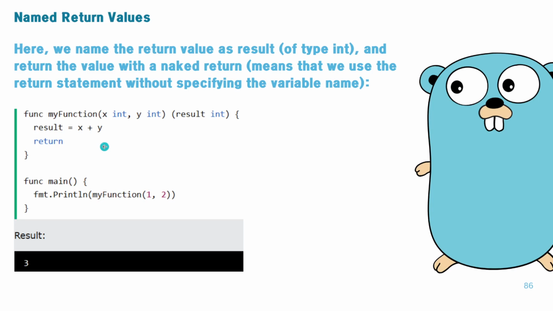In this case, what does the naked return mean? Here we have mentioned the variable name that we are going to return. So we have declared the variable name here that we are going to return, and in the code execution we are just populating it with some value, and if we just say return, it will automatically return the result value to our main execution code.